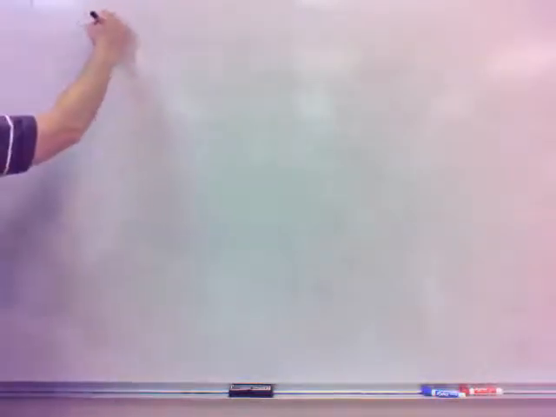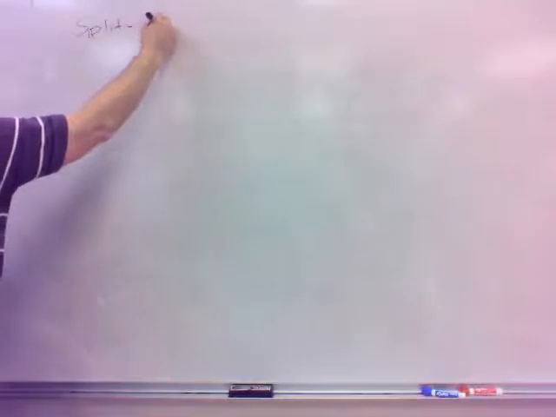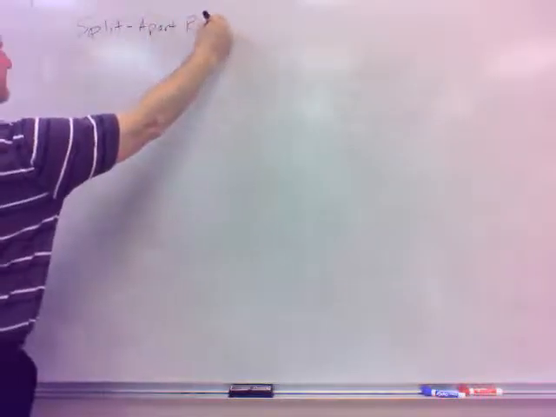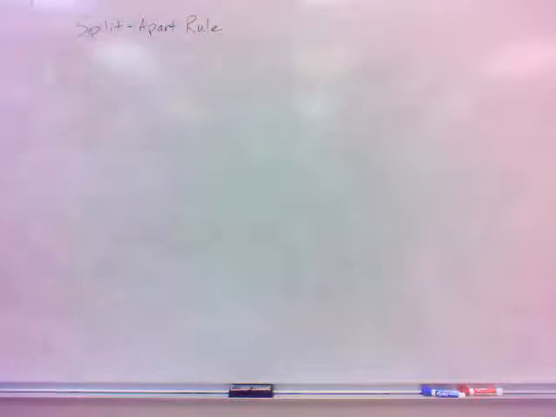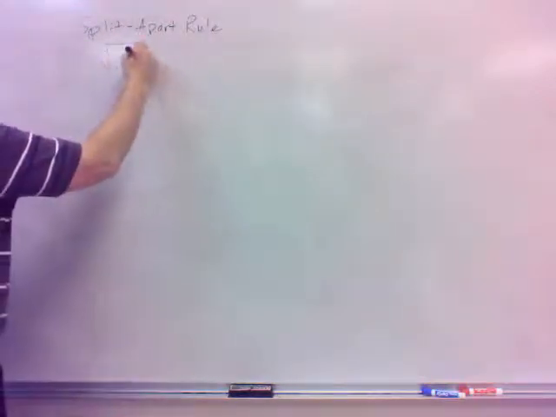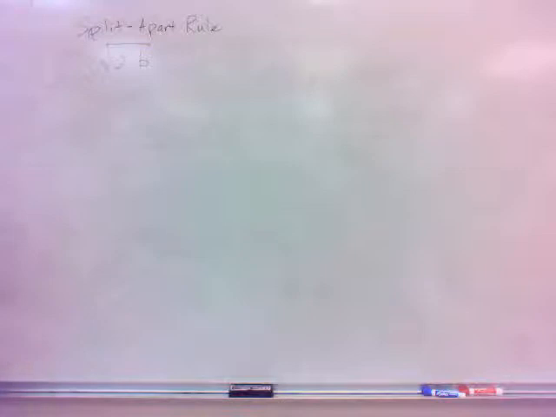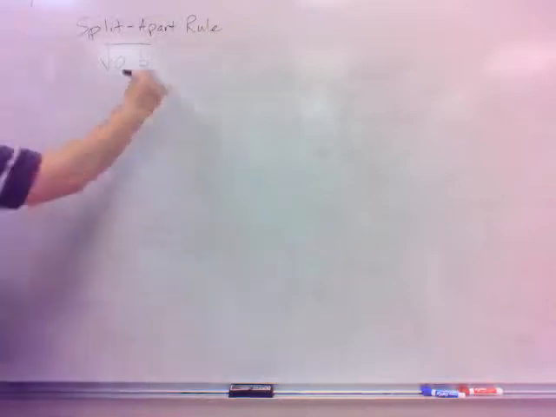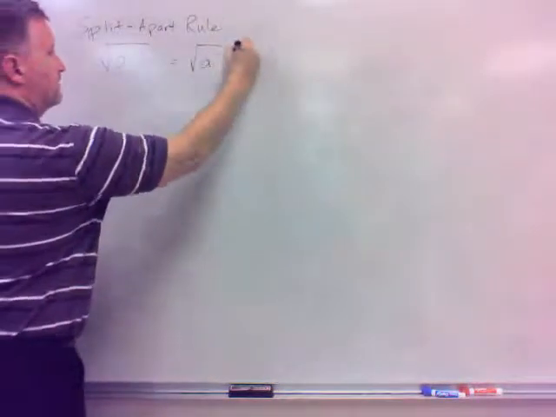Now, what I wanted to talk about next, I call it the split apart rule. There's a couple of parts to it. Some square roots you can split apart. If you have two things inside your square root multiplied together, you can split those apart. In other words, make it the square root of a times the square root of b.